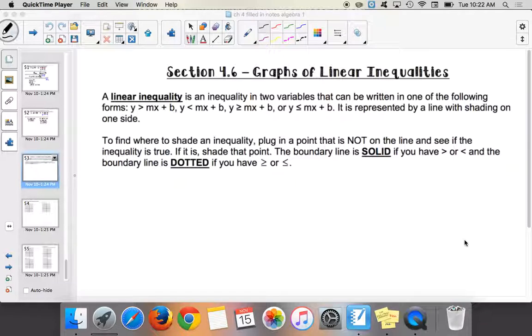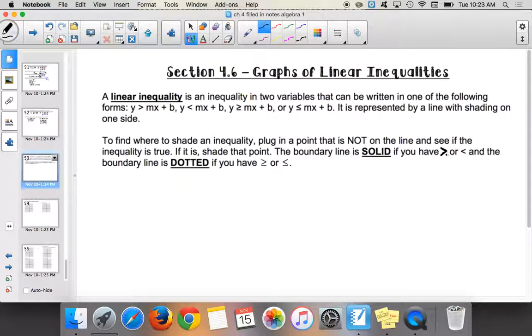To find where to shade an inequality, we plug in a point that's not on the line and see if the inequality is true. Usually that point is 0, 0, but we'll talk about what happens when 0, 0 is on the line. If it is true, then we shade everything on that side that includes that point. And then the boundary line is solid if you have, oops, I totally messed this up. I did it backwards. If you have greater than or equal to, or less than or equal to, it's solid, and dotted if you have greater than or less than.